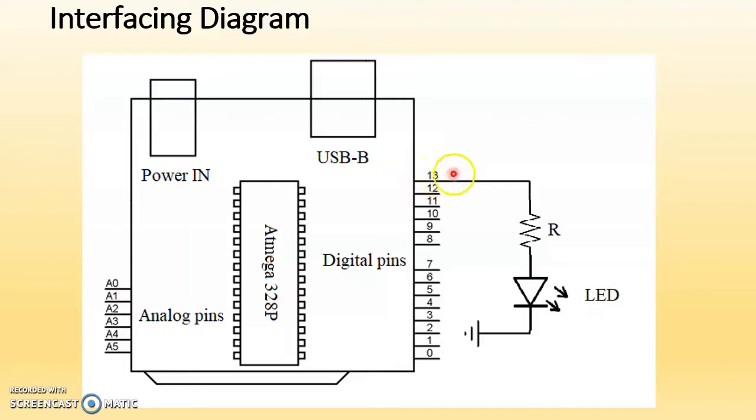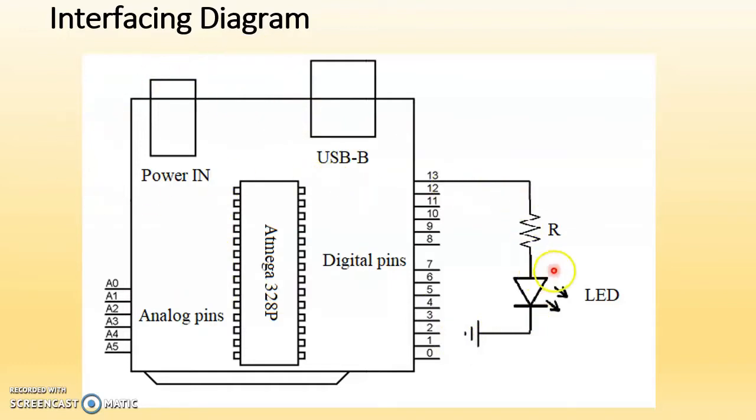To this pin number 13, we will connect an LED. The anode of this LED is connected to pin number 13 with the help of this resistor, and the cathode is connected to ground of this Arduino Uno board. So this is the interfacing diagram.